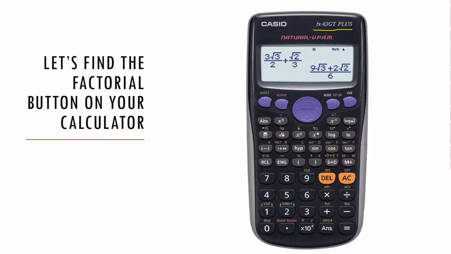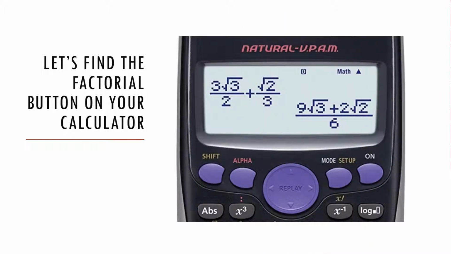All right, but if you have this calculator, let me show you where the factorial button is. This one, for some reason, people can never find it on this one. All right, so if you look at the very top, right here, there's your factorial button. So what you'll do is you'll type in the number first. So you'll type in, say, 6, and then you'll hit that factorial button, and then it'll calculate 6 factorial for you.